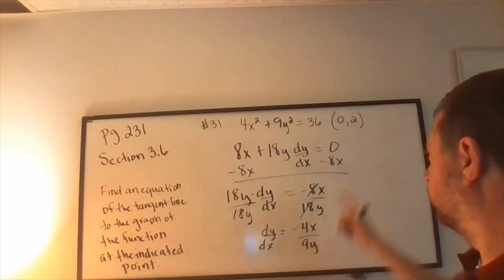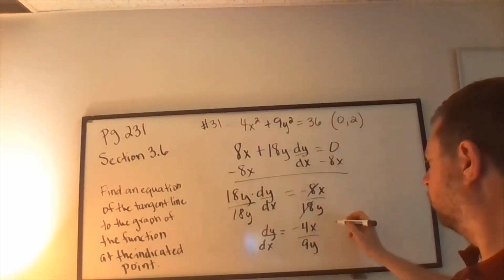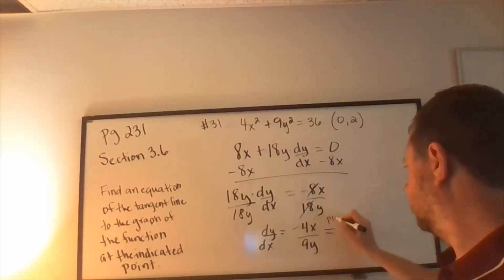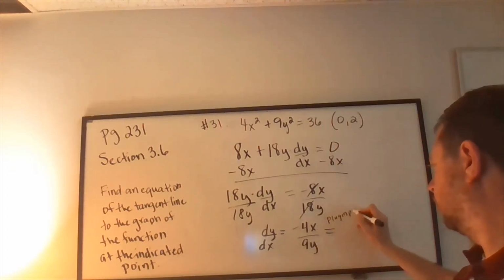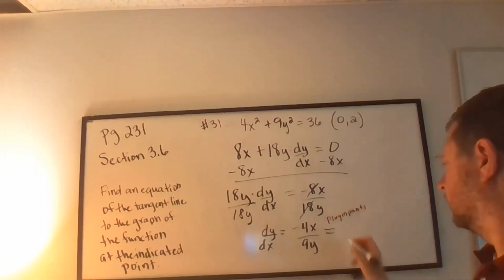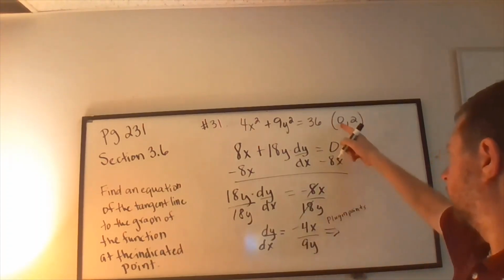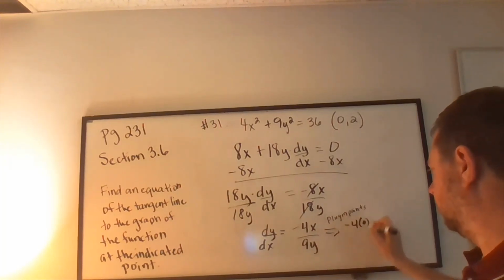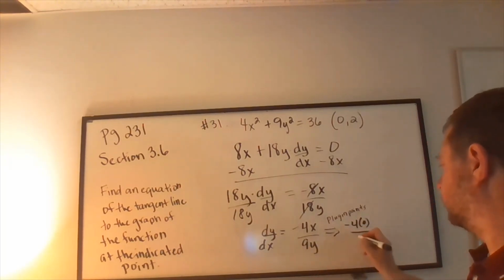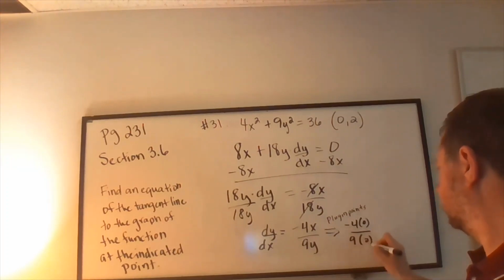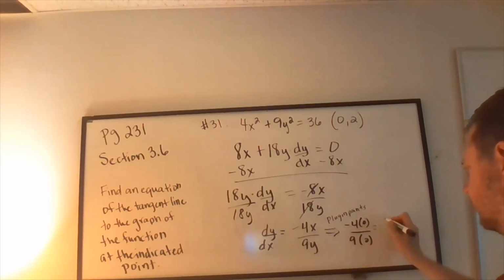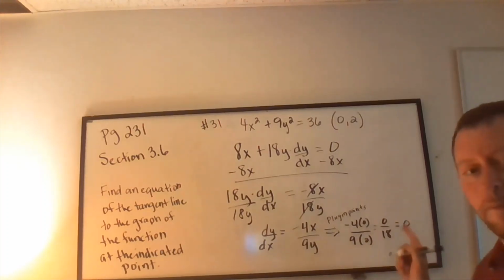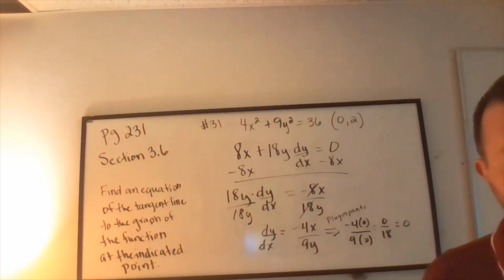So we're going to plug in these points. So I'm going to plug in the 0 for the x. This is going to be negative 4 times 0 and 9 times 2. And I get that this is 0 over 18, so this is going to be 0. So my slope in this problem is equal to 0.